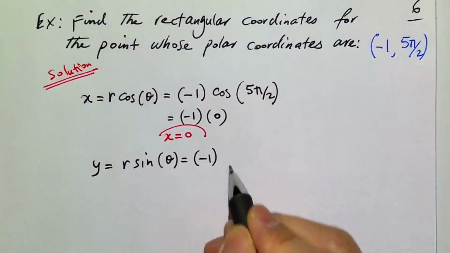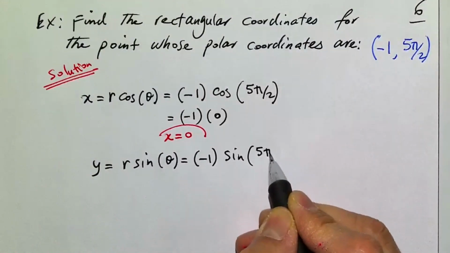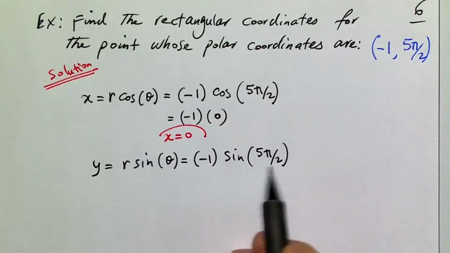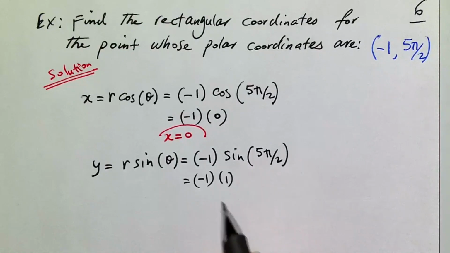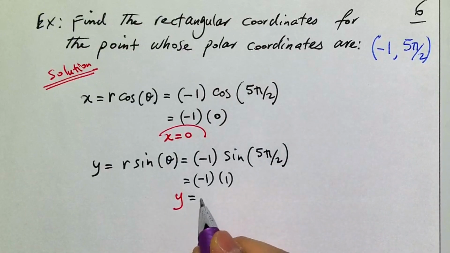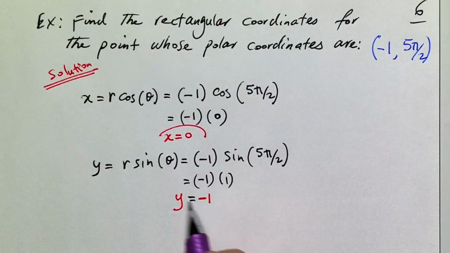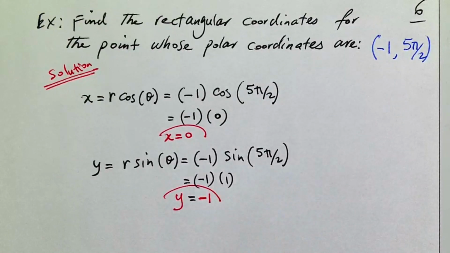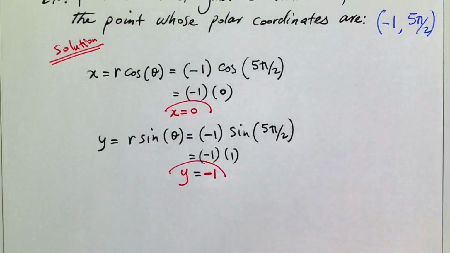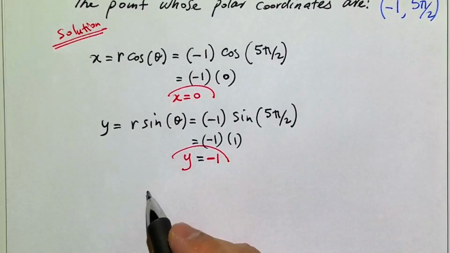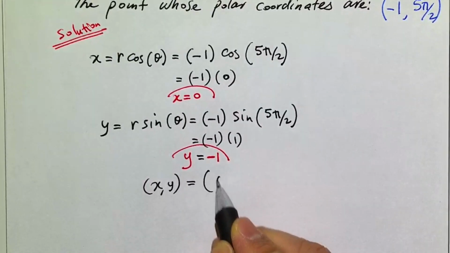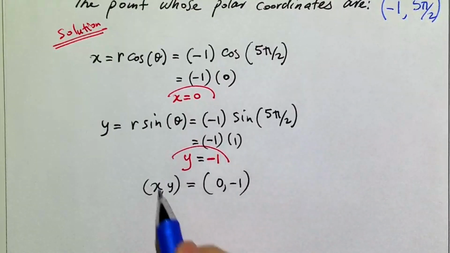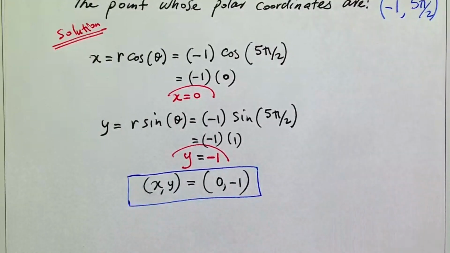So r being -1 times sine of 5 pi over 2. And this piece is, of course, 1 times -1. We get -1, right? So y is equal to -1. Okay, so with these two then, the rectangular coordinates are (0, -1). So let's call it x, 1 is equal to (0, -1). Okay, this is our answer for that one.